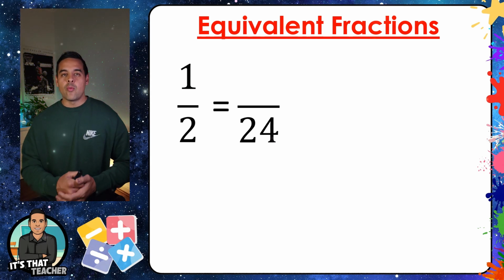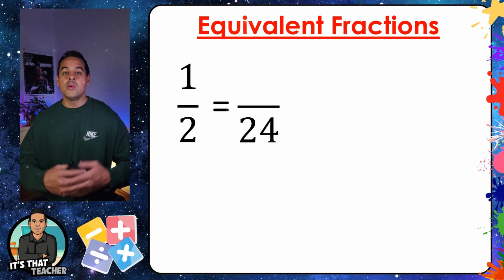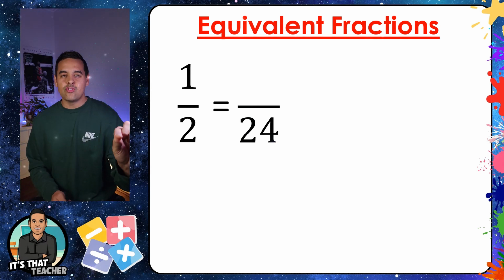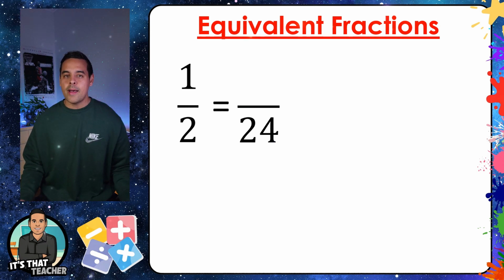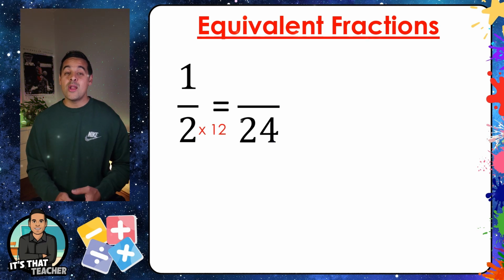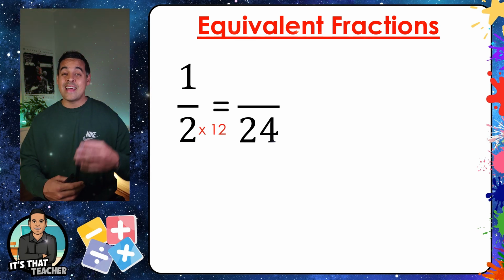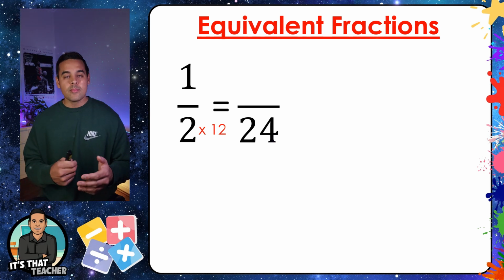In this fraction, we have 1/2 is equivalent to something over 24. So what have we done to the 2? What has 2 been multiplied by to equal 24? We know that is 12. If you go on your times table chart, you can see that 2 times 12 is 24.